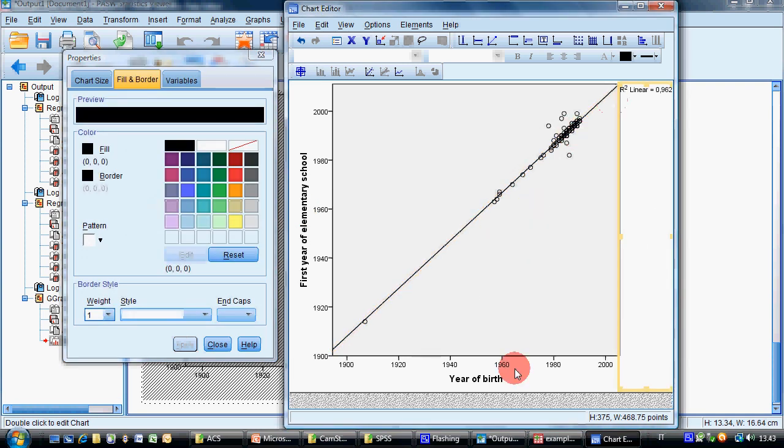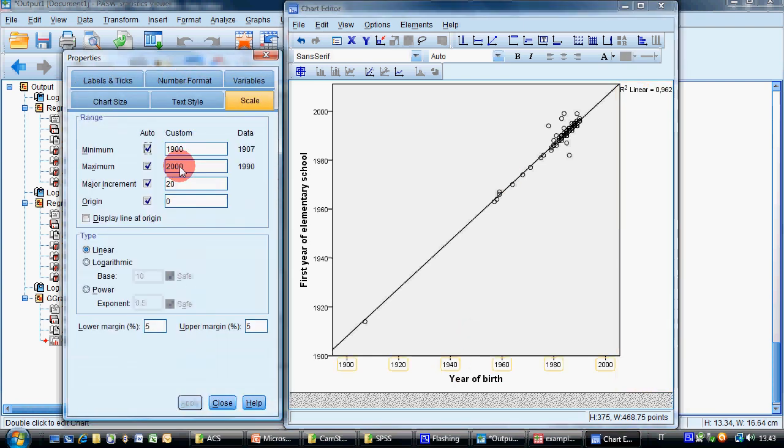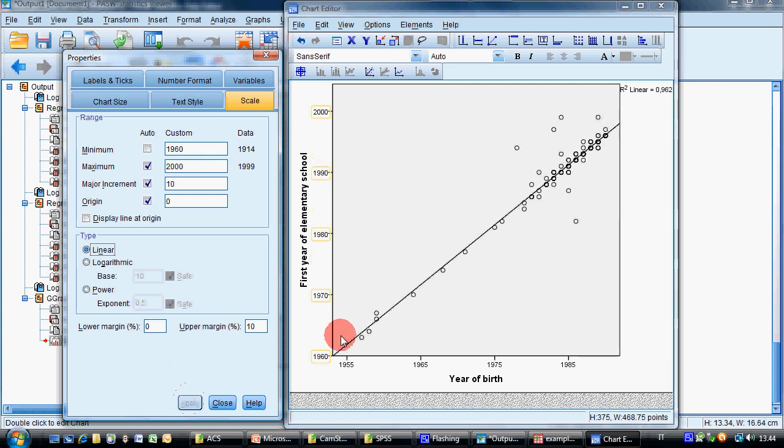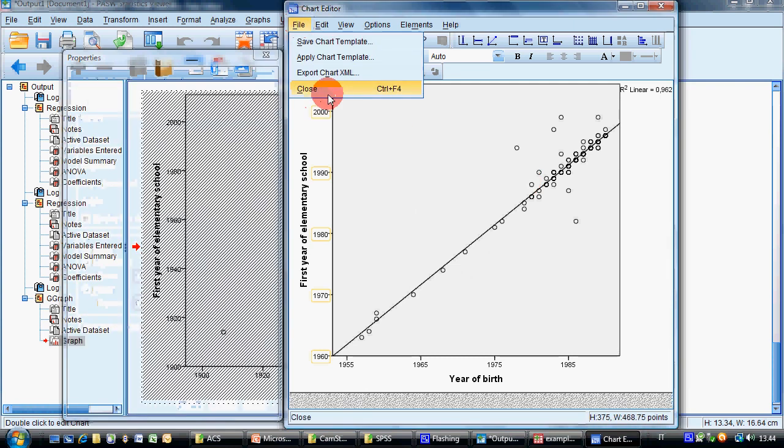In this case you can see it's quite nice. Let's restrict the scale here. 1955. Also here 1960. Okay, you can see it passes very close to all the data.